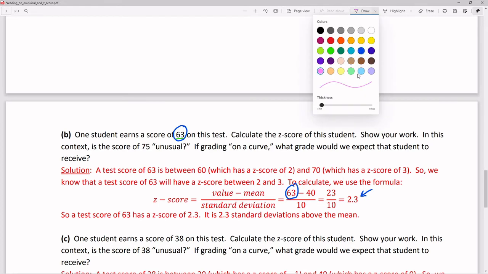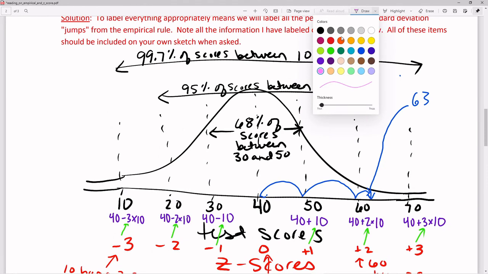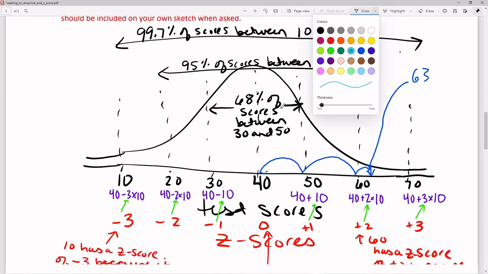Ooh, this is a nice color. That's not going to show up good though. What colors did I not use? Why aren't there more colors in the rainbow for me to use? This is ridiculous. How about this one?